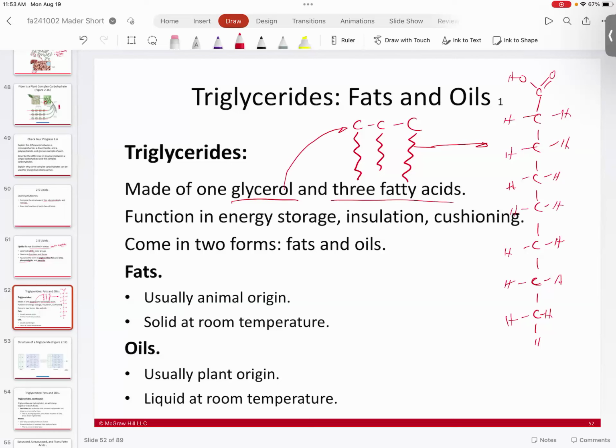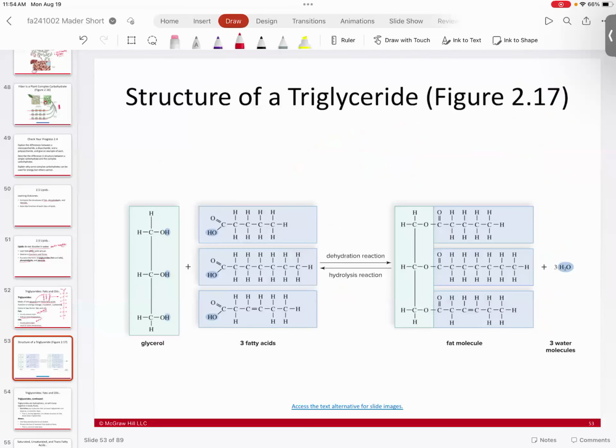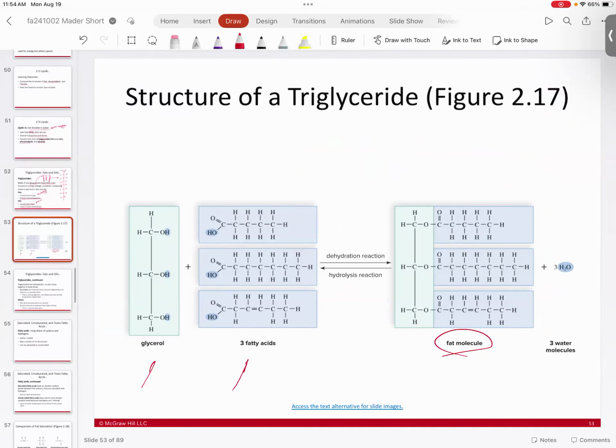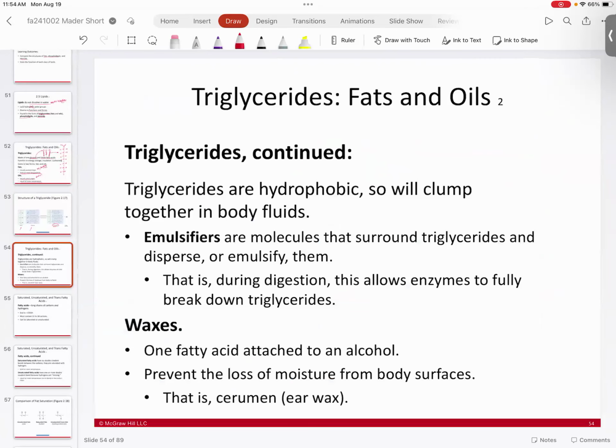The fats typically come from animal origin, things like lard, shortening, and bacon grease, and they tend to be solid at room temperature. The oils tend to be plant origin, like olive oil, and they tend to be liquid at room temperature. So here's your glycerol backbone, here are the 3 fatty acids you're going to attach to it, and once you attach them, you create your fat molecule. Your triglyceride is the fat molecule that we measure in your blood chemistry.